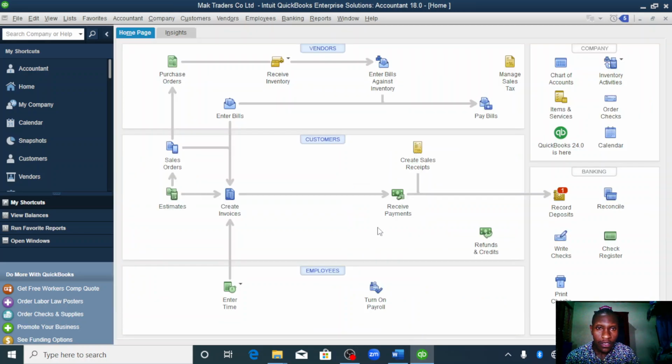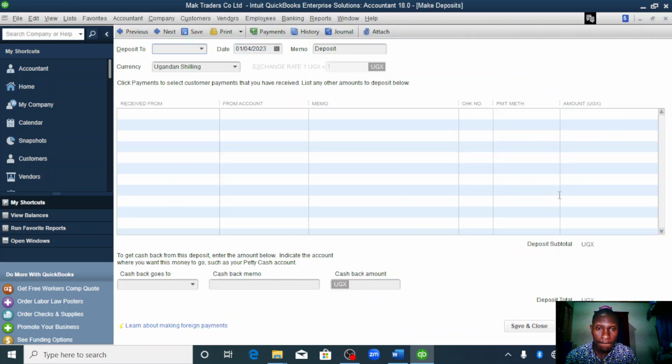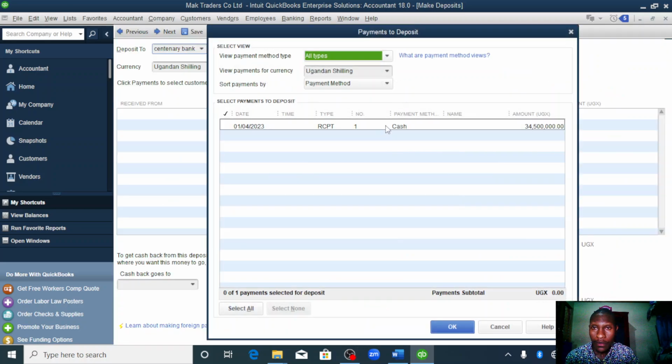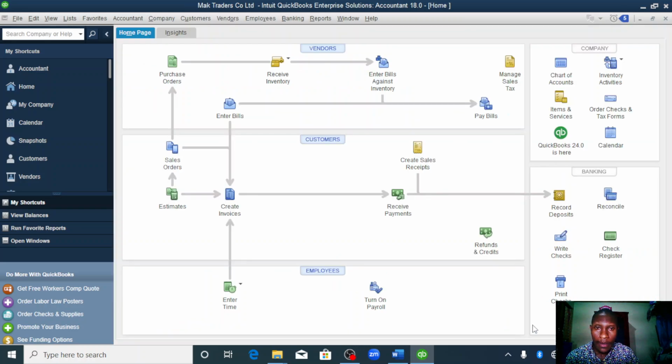Then after saving, we go to record the deposits. So we click here, we click OK. We save and close. So that transaction is done.